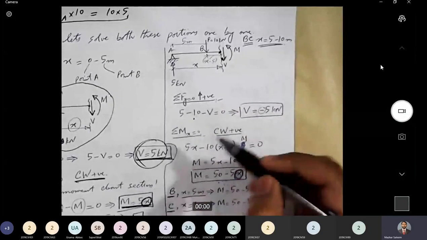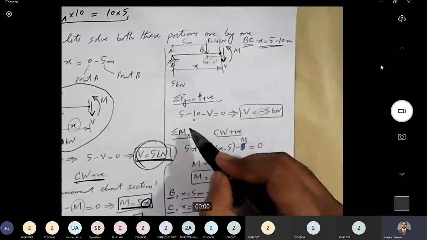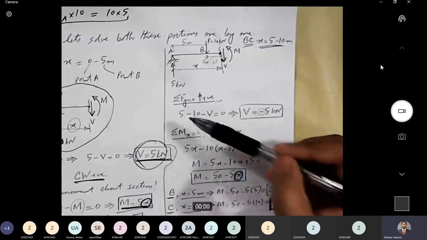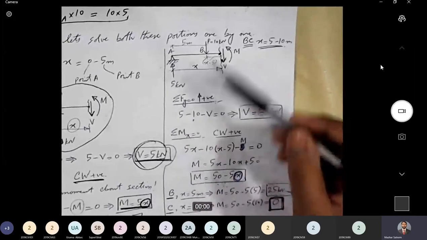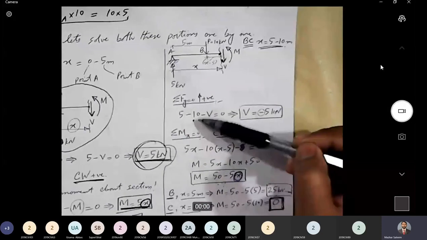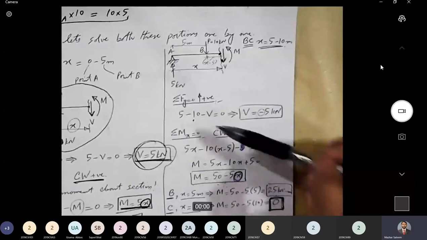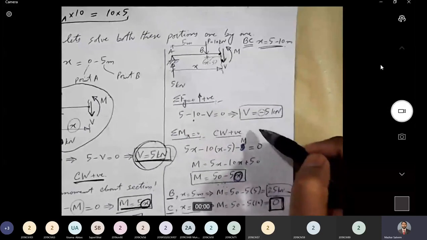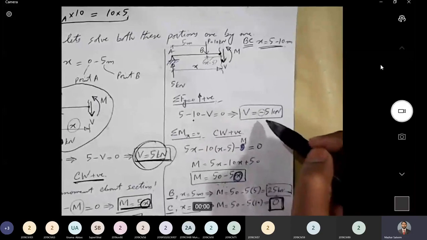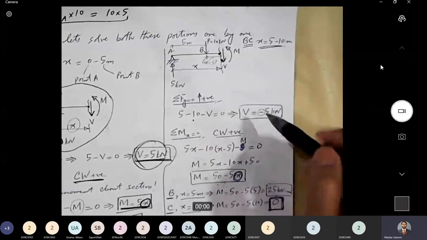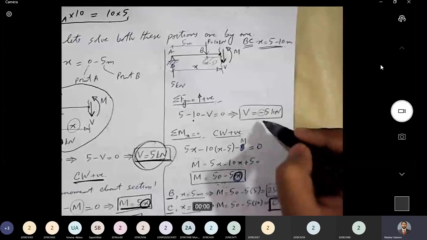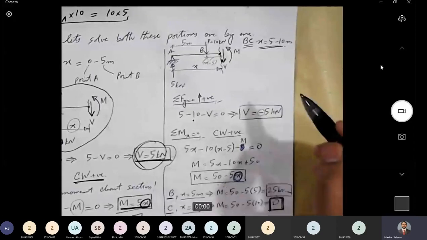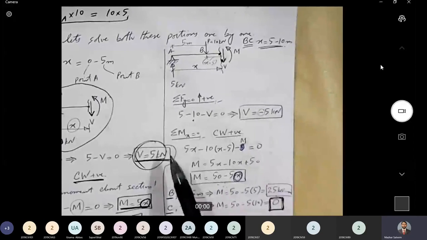Sigma Fy equal to 0. If we apply this equation, we get 5 kilonewton acting in the upward direction, 10 kilonewton acting in downward direction, and V is acting in downward direction. If we rearrange this, we get V equal to 5 kilonewton with a negative sign. You need not be worried about this negative. We will incorporate this negative sign when we draw the shear force diagram. We will see that in a short while.